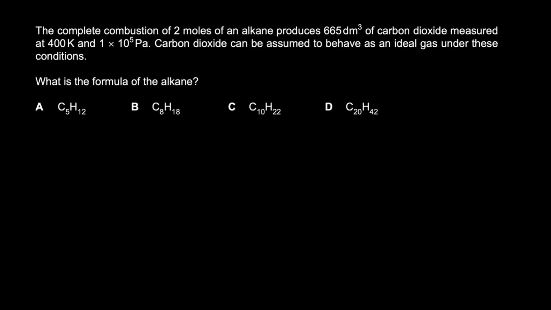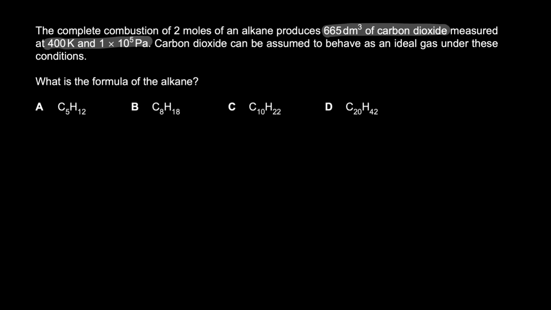So let's look at some more questions on gas laws and the ideal gas equation. Sometimes they'll mix this with other chapters like hydrocarbons or other moles calculations. For example, here it says that the combustion of 2 moles of an alkane produces 665 dm cube of carbon dioxide measured at 400 Kelvin and 1 times 10 power 5 pascals.